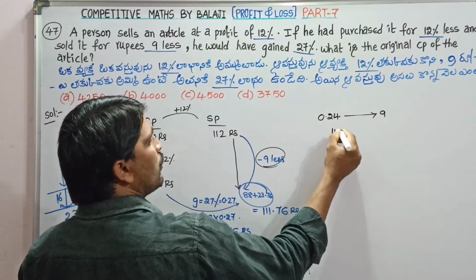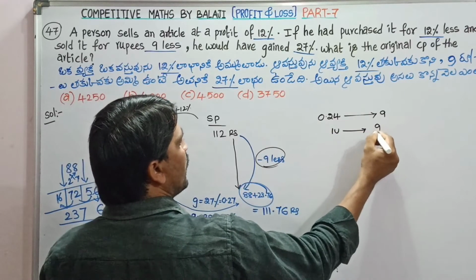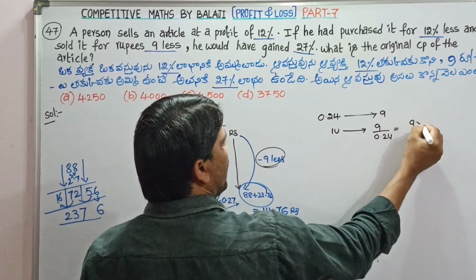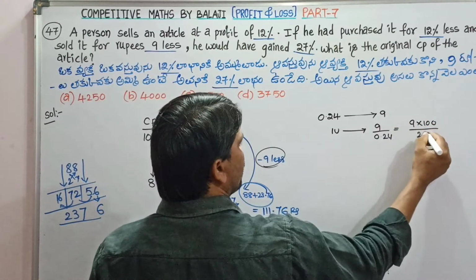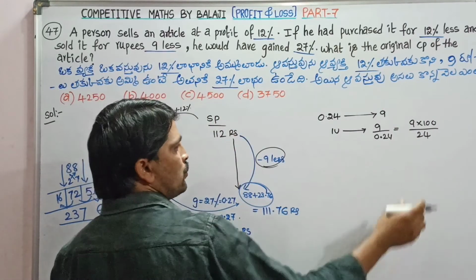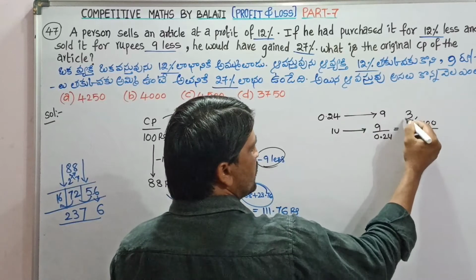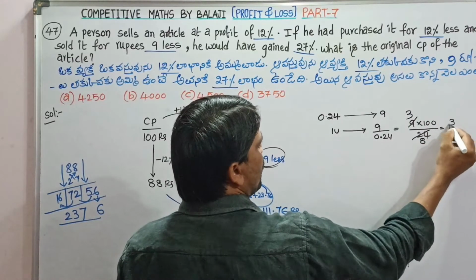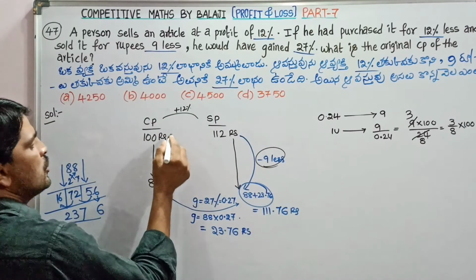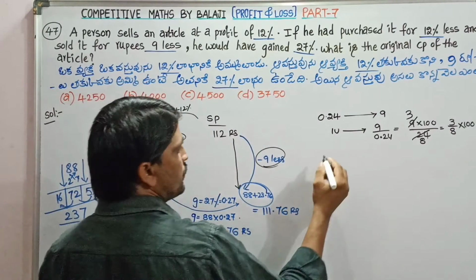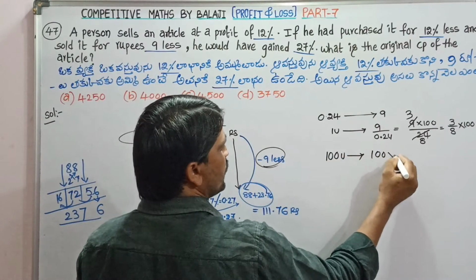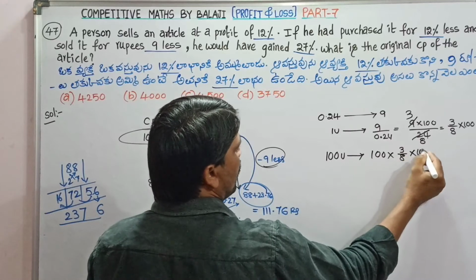So 1 unit value is equal to 9 by 0.24, which can be written as 9 into 100 by 24. Just remove the decimal point and put two zeros, one annexed with two zeros in the numerator. Again, 3 ones are 3, 8 threes are 24, so 3 by 8 into 100. But we have to find the initial cost price, that is 100 rupees. 100 units value is equal to 100 into 3 by 8 into 100.